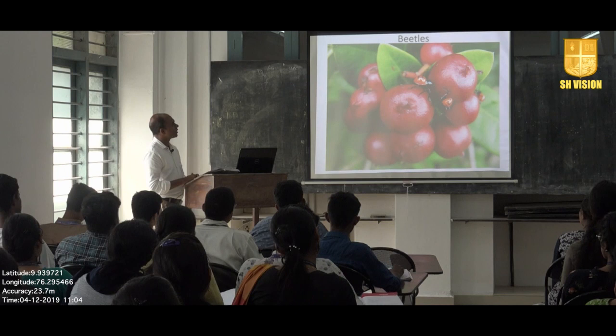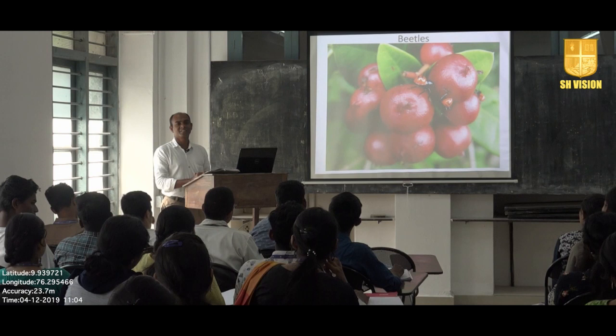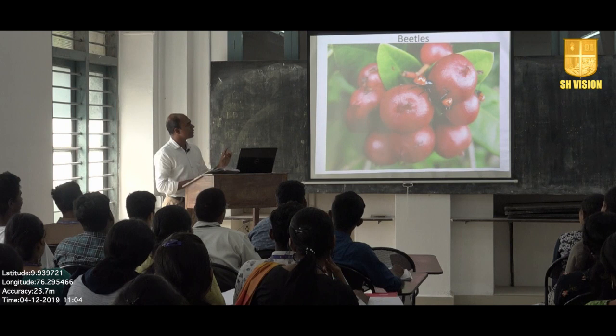And another group is beetles. You can see small beetles. The fruits are of Ixora coccinea, chethi. It is the fruits of Ixora, and the beetles are feeding on that small fruit.